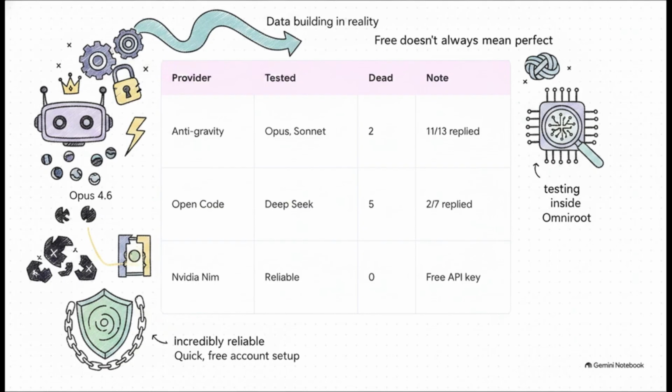But let's look at the actual data here, because free doesn't always mean perfect. When testing these provider hubs inside Omniroot, you quickly see what's actually alive and kicking. On a hub platform called Anti-Gravity, 11 out of 13 models replied beautifully, handing us expensive heavyweights like Opus 4.6 completely for free. Over on OpenCode, it was a bit messier. 5 models were dead, but hey, we still successfully secured the highly sought-after DeepSeek model. And NVIDIA NIM, it proved to be incredibly reliable, requiring just a quick, free account setup.